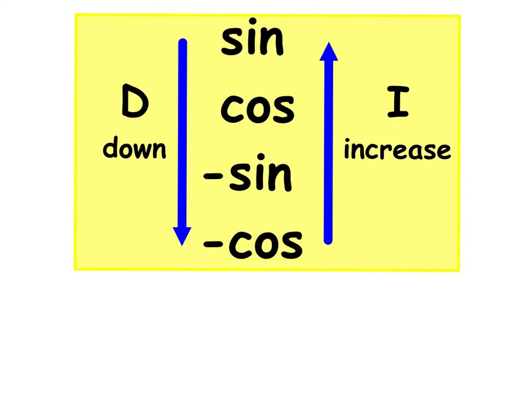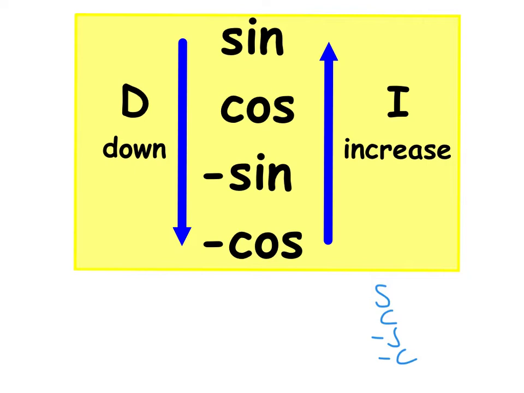This is my handy hint to remind you how to differentiate and integrate without having to look at your formula sheet. You simply write down sine, cos, minus sine, minus cos, or you could even shorten that to S, C, minus S, minus C if you don't want to write it all out. We use a wee bit of alliteration, D for down, so when we differentiate we work our way down the list, and when you integrate you increase and work your way up the list.